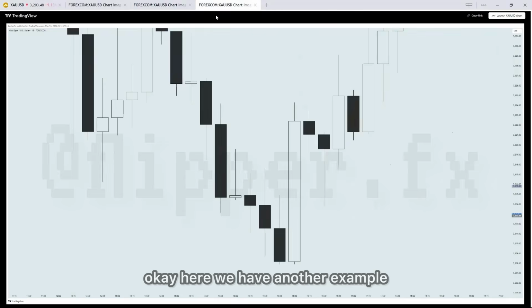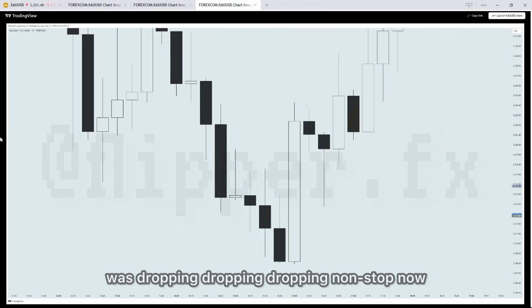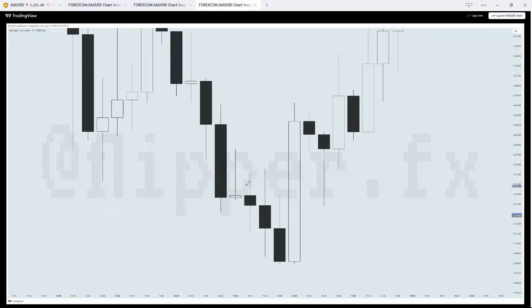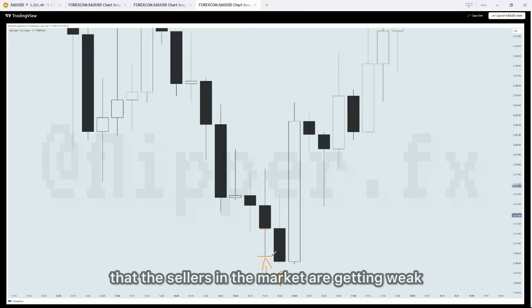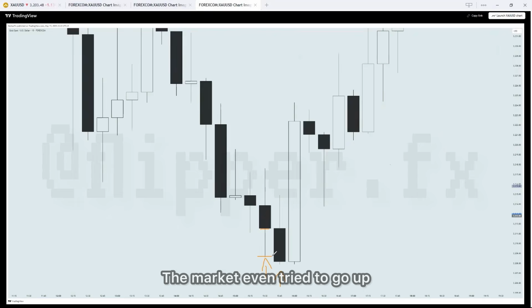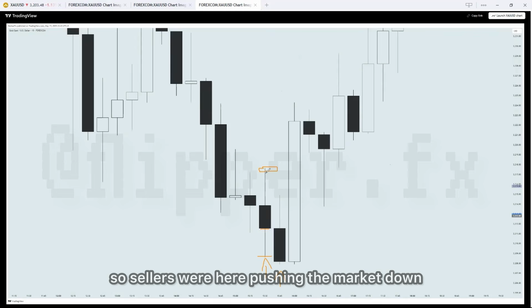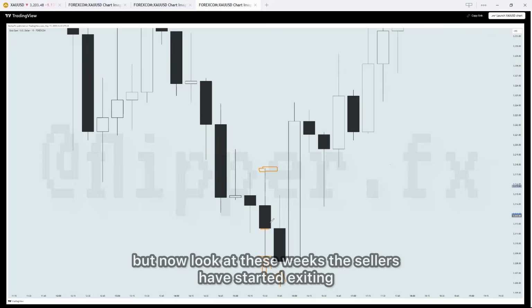Okay, here we have another example and the same thing is repeated. The market was dropping non-stop. Now look at this candle and also the one before it. As these wicks are forming, it shows that the sellers in the market are getting weak. The market even tried to go up, and these wicks mean that price came up to this level but couldn't sustain. It dropped again. So sellers were here pushing the market down. They were active here too. But now look at these wicks. The sellers have started exiting.